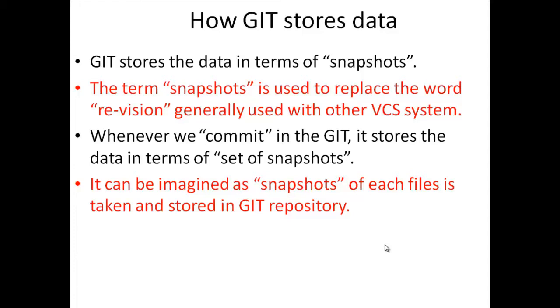You might have heard about revision, right? If you have ever worked on any version control system like SVN, it generally stores the data and maintains the revision history of the data that's been checked into that centralized repository, right? In the case of Git, we use the term snapshot. The snapshot replaces the word revision generally used with other version control systems, right?